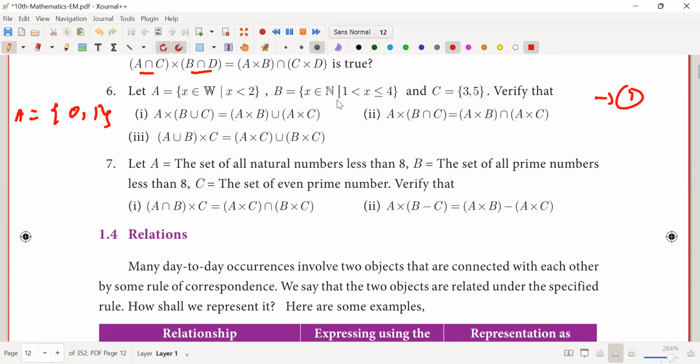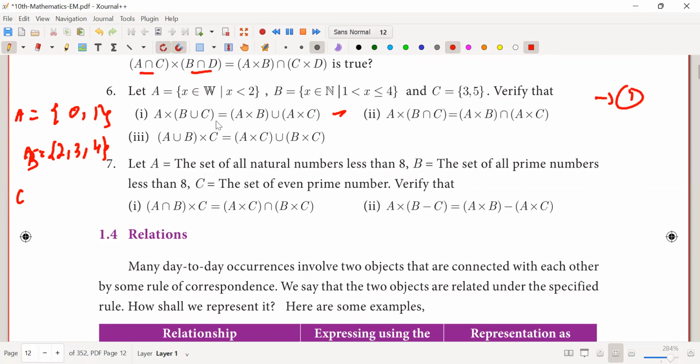Here, natural numbers greater than 1 and less than or equal to 4: 2, 3, 4. This is B. Then C is already given. For the given data, we have to find each and every part. First, write this one.